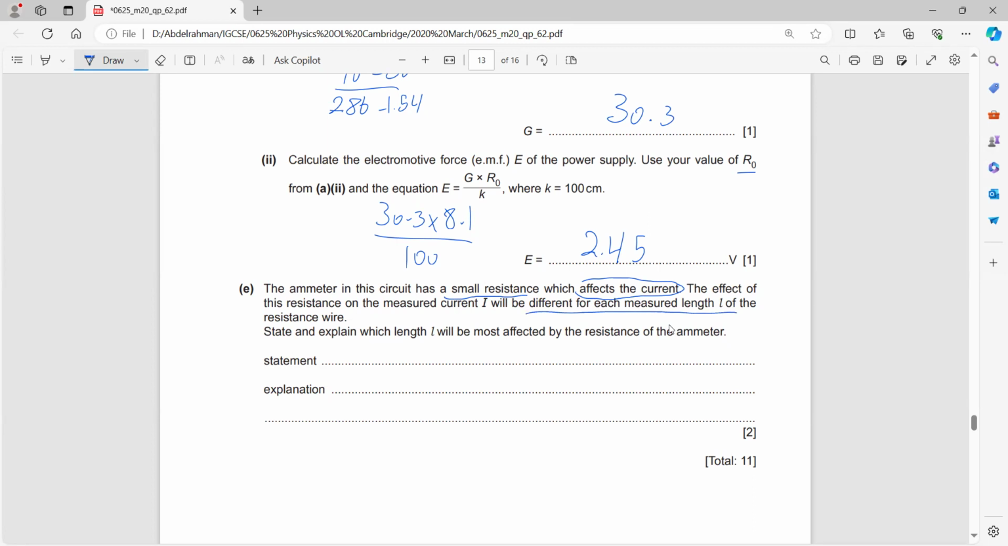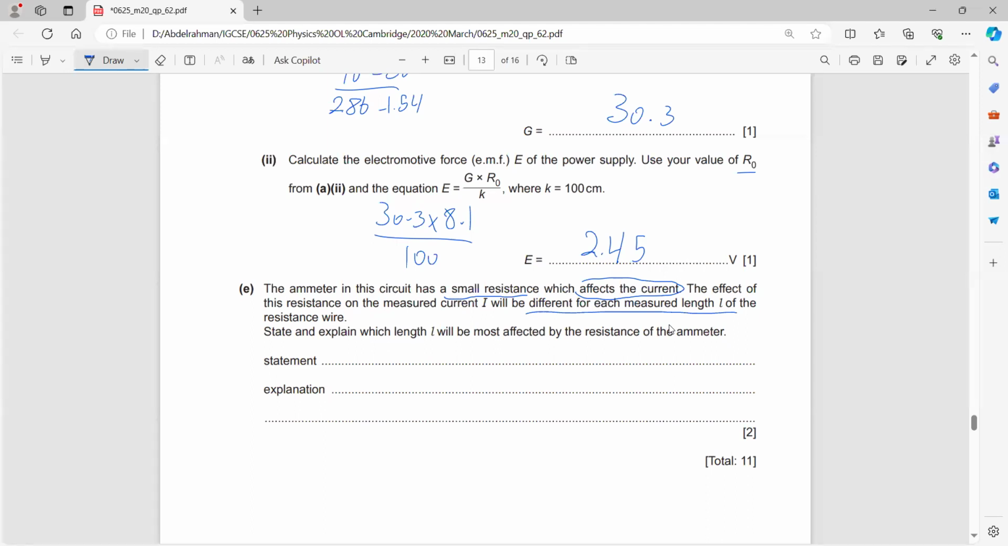So the ammeter has a resistance. This resistance could be insignificant, and it could be significant. It depends on the percentage of error it would create. Again, it would depend on the percentage of error it would create.